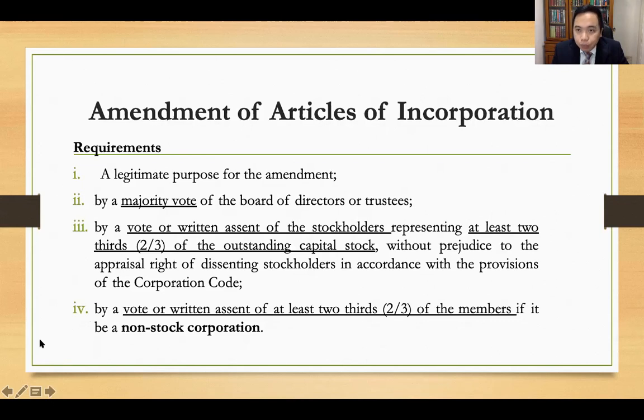Now, amendment of the articles of incorporation. Class, I assure you that you have to master the voting requirements under the Corporation Code. It is being asked in the board or the bar exam. The voting requirements under the Corporation Code vary depending on the type or kind of subject matter being taken up. For the amendment of the articles of incorporation, the required vote is a majority vote of the board of directors, take note, and the vote or written assent of the stockholders representing at least 2/3 of the outstanding capital stock. Take note of the voting requirement. Again, majority vote of the board of directors and vote or written assent of at least 2/3 of the outstanding capital stock. Okay.